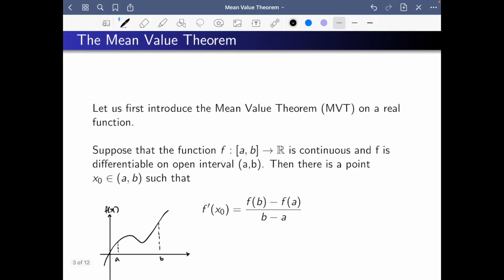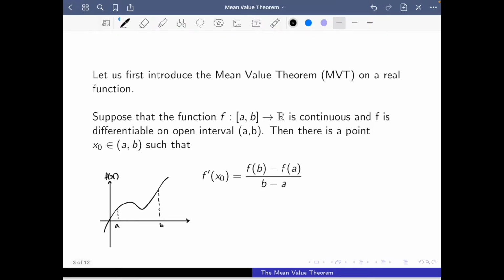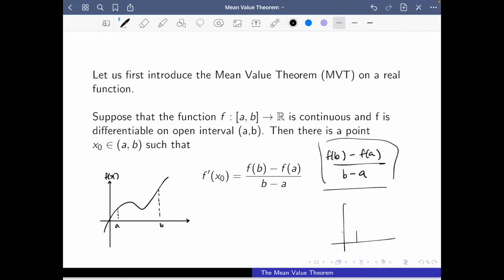What is the mean value theorem? The mean value theorem is considered a very powerful theorem in the real world. Suppose that the function f is continuous and differentiable on an open interval (a, b). Then there exists a point x0 in (a, b) which has the gradient of (f(b) minus f(a)) over (b minus a). And we can say this value is exactly the gradient between a and b. The gradient is this value.